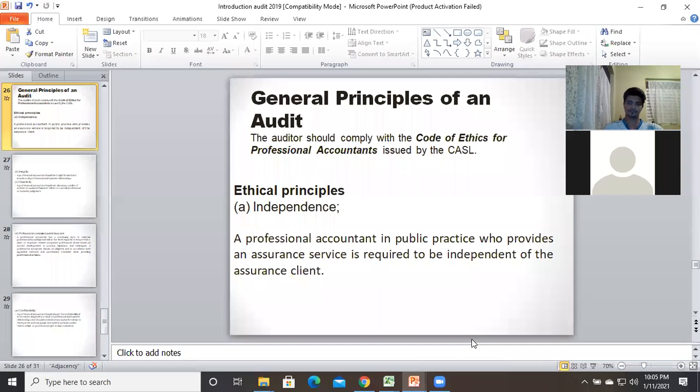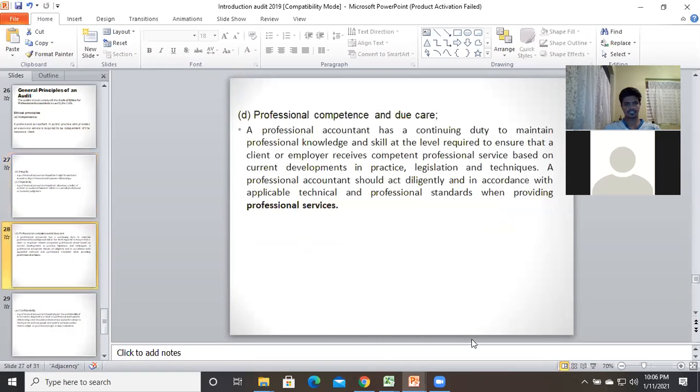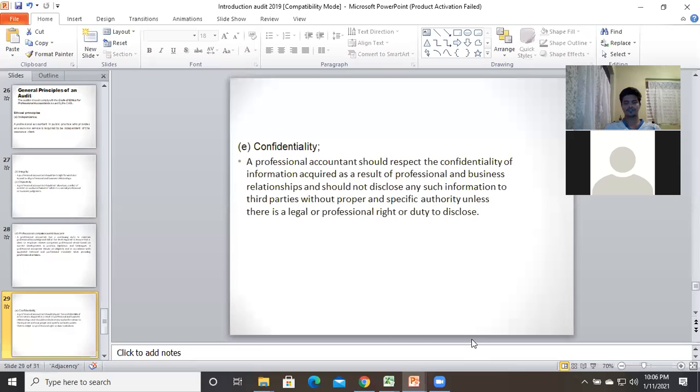Ethical principles. A professional accountant in public practice who provides an assurance service is required to be independent of the assurance client. Integrity: a professional accountant should be straightforward and honest in all professional and business relationships. Objectivity. I am not going to discuss these things. Professional competence and due care.